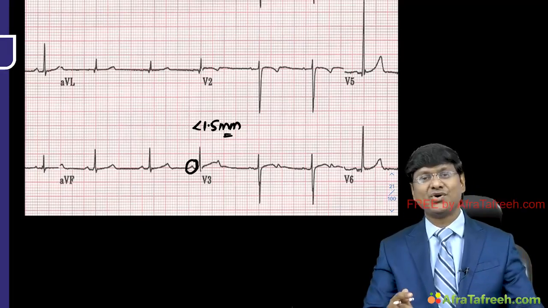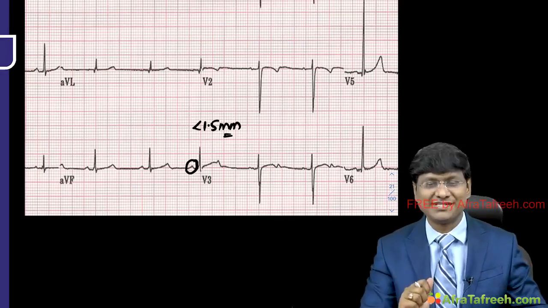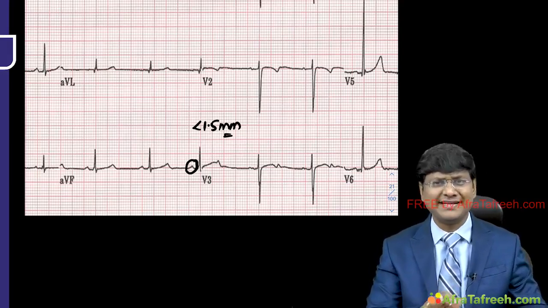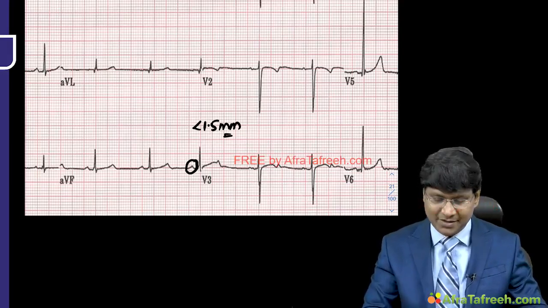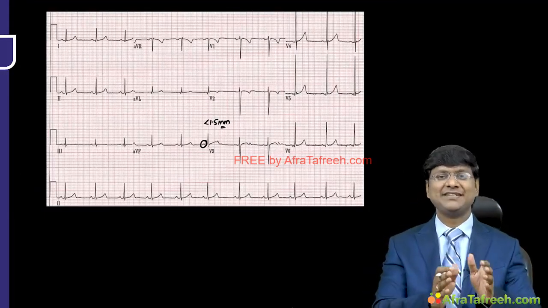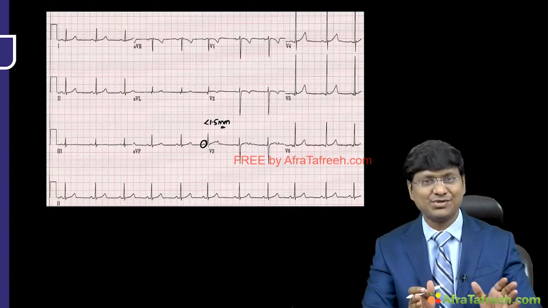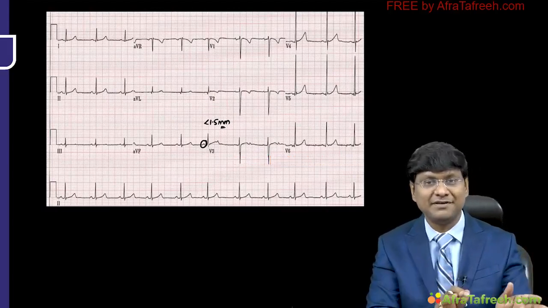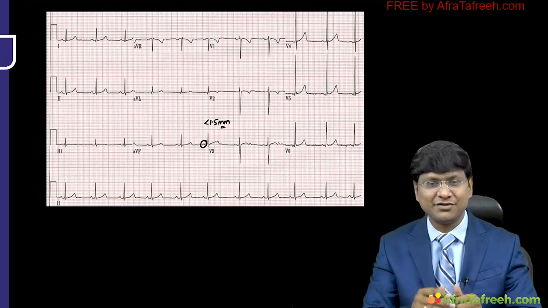Okay, so it is occupying less than 2 small boxes in the amplitude, but the duration, either in the limb lead or in the chest lead, is the same, that is less than 120 milliseconds. All right. Now let us take up the discussion of the abnormalities of the P wave. Until now, what I have discussed is only the normal part of the P wave. Now let me take up the discussion of the abnormalities of the P wave.